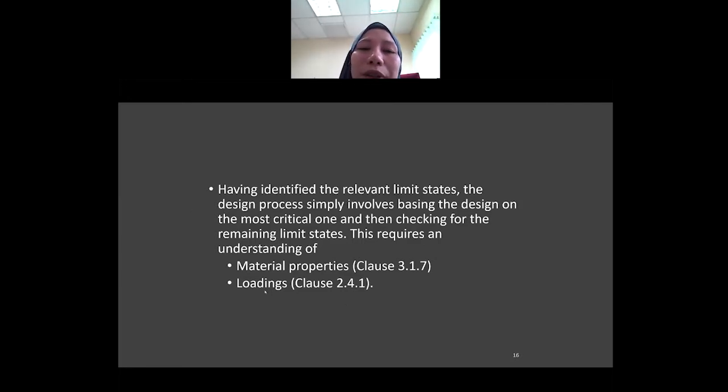So we need to look at the material properties and also the loading. I did not create these clauses myself. This definitely refers to BS 8110. I actually have the book itself. It is quite thick.